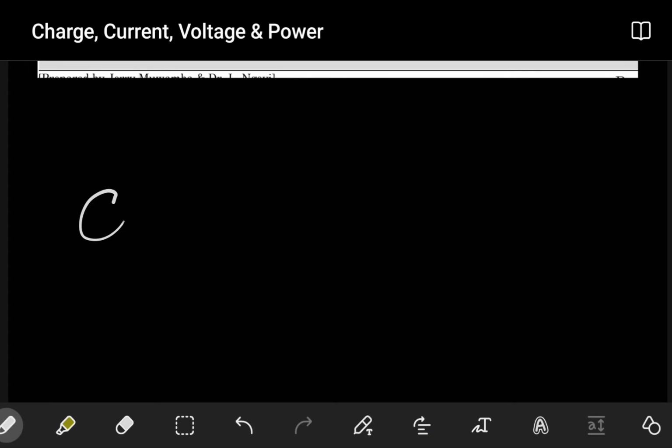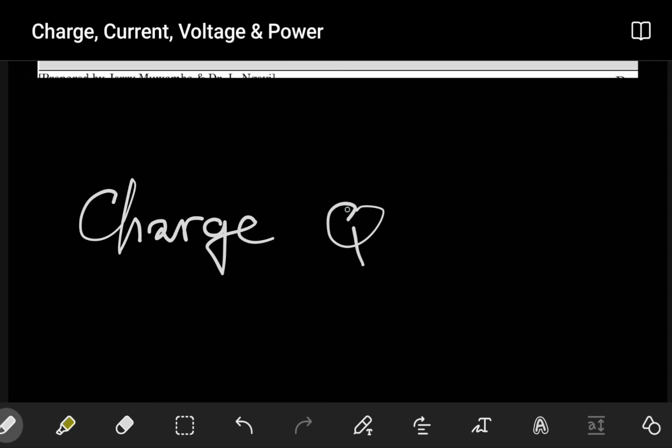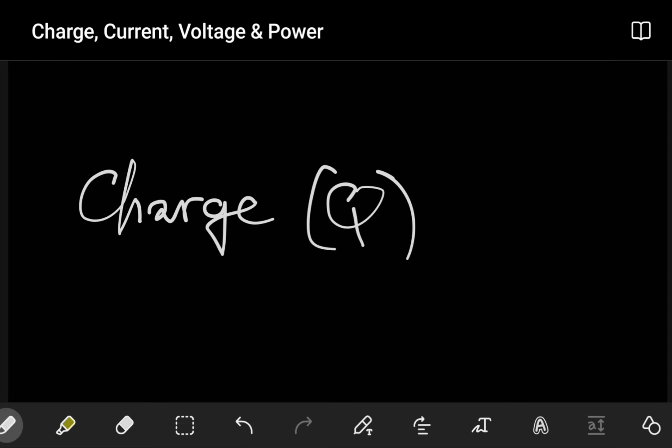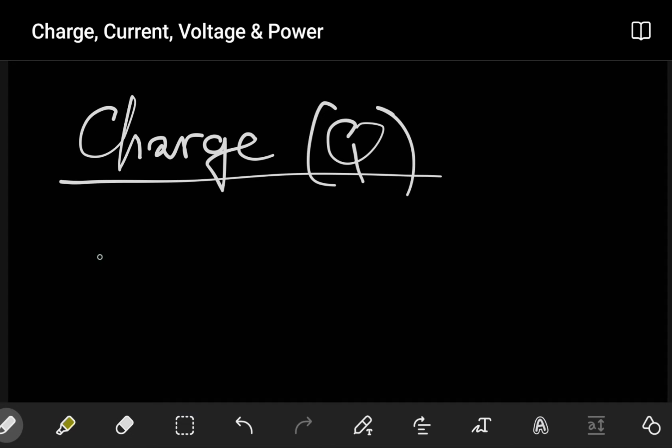Well, when it comes to charge, the first thing that you need here is the symbol for charge. Of course, we use Q. Sometimes it will be small letter q, don't get confused by that. And then in terms of the unit for charge, charge is measured in coulombs.